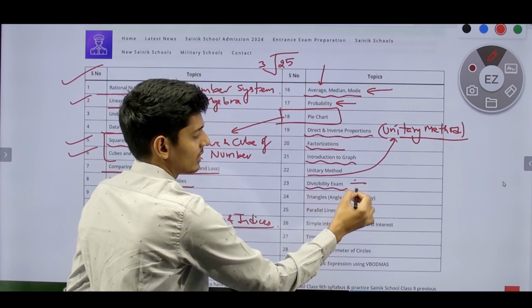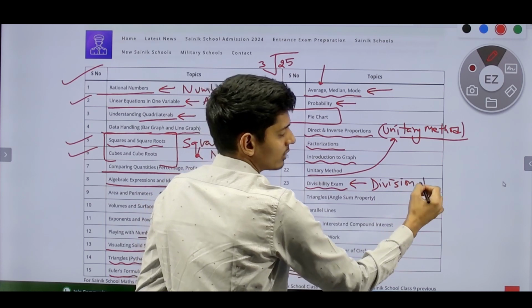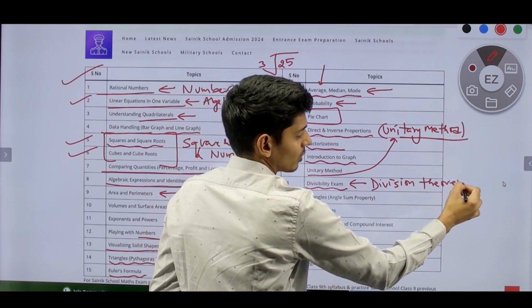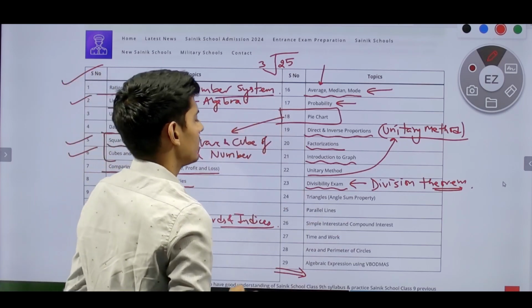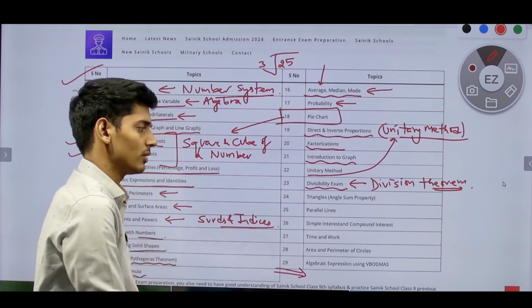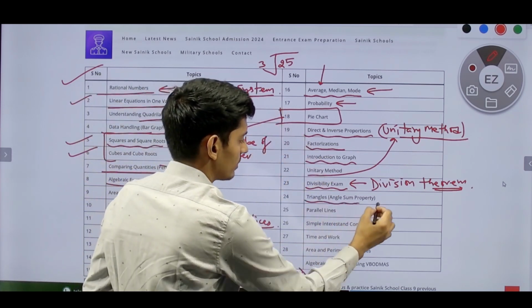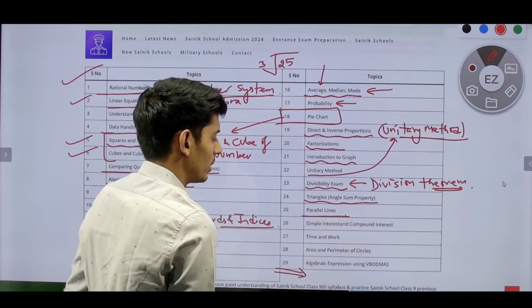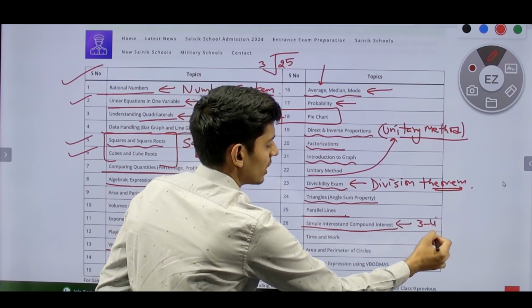Divisibility exam basically is related to division theorem. So in case of division theorem, it is a sub part of number system. So while you are teaching kids number system, if you are getting the child to prepare on their own, then cover division theorem with number system itself. Then you have again triangles, angle sum property, parallel lines is part of geometry, simple interest and compound interest. Good quality 3 to 4 questions are likely to be asked.